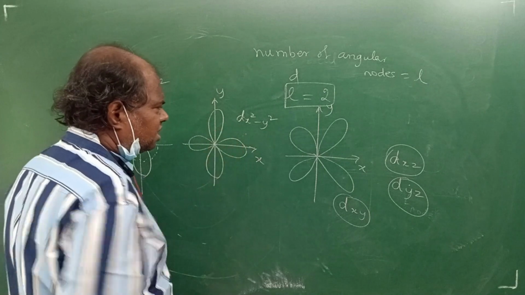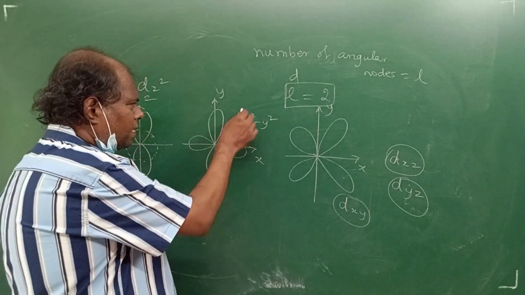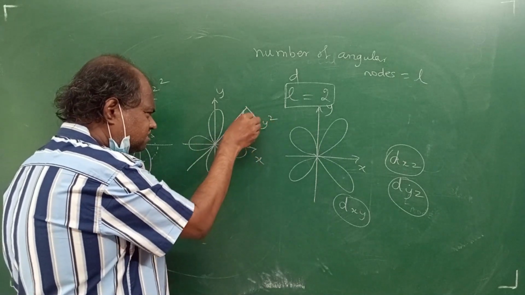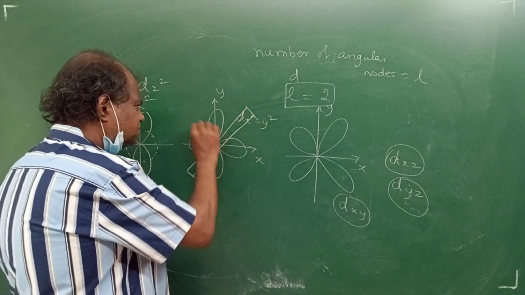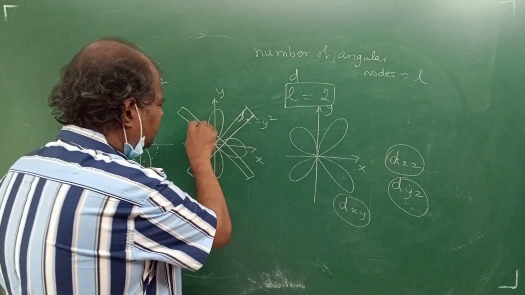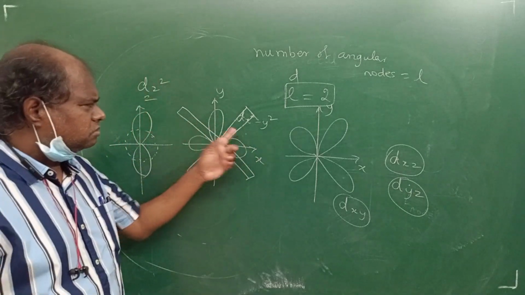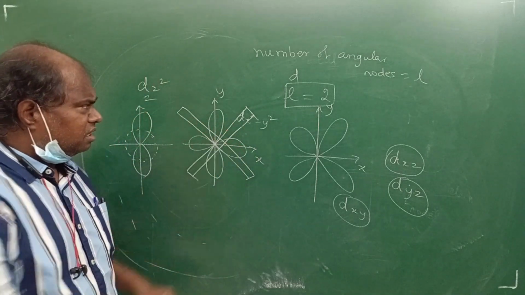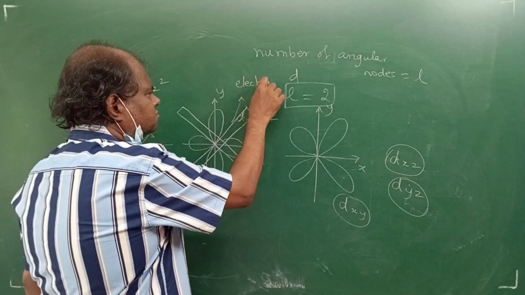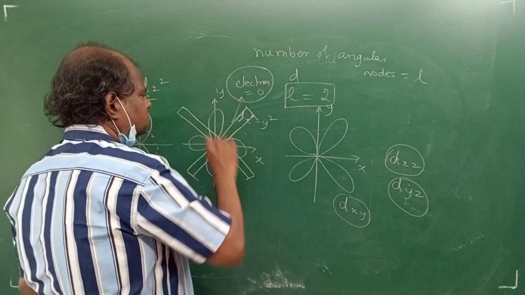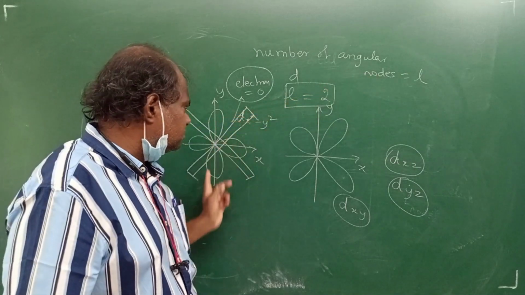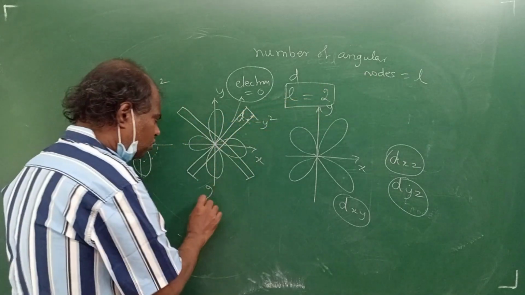Now let us start first with dx square minus y square. Just see now. If you see this plane, students, exactly in between the axes, this plane and this plane. Can you see both the planes? Here you can't find the electron. The chance of finding the electron is 0. This plane and this plane. 2 planes are there. That's why you're getting 2 angular nodes. So here you will get 2 nodal planes.